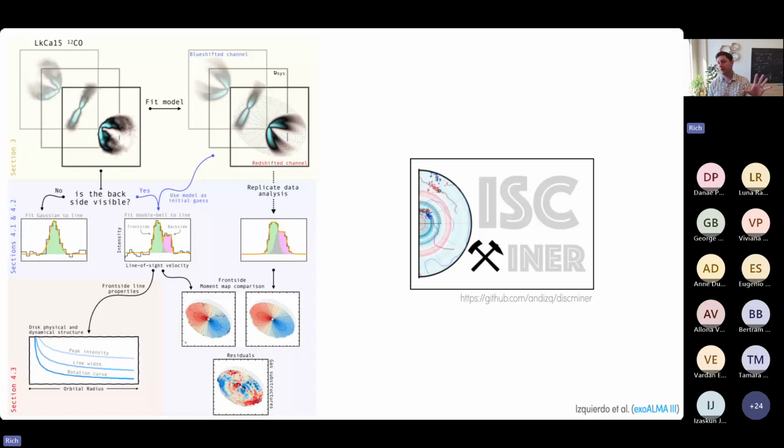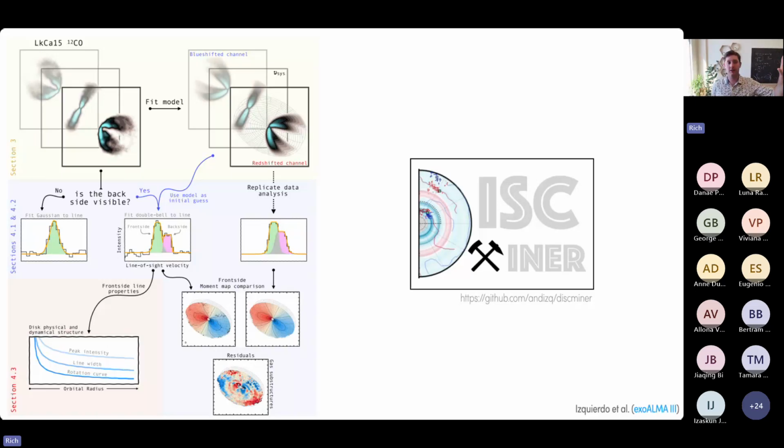But to just give a brief view of what DiskMiner was doing, because that really sets up the rest of the talk, DiskMiner was trying to model all the channel maps that we had. So the emission at different frequencies throughout the observations, and trying to model them simultaneously with basically a sum of different Gaussian components. So this is the flowchart for what DiskMiner does.